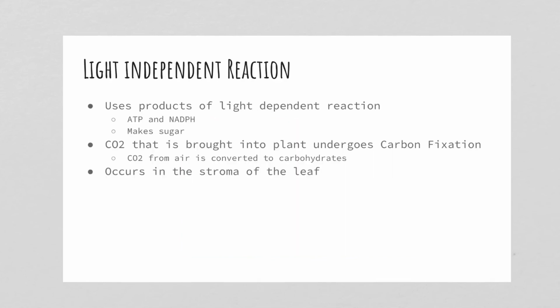Basically, the light-independent reaction doesn't have to have sunlight to occur. It's going to use those products that we just made, the ATP plus the electron carrier NADPH. We're going to utilize those to help make sugar. The CO2 that was brought into the plant is also going to be used to go through carbon fixation, which is where you take carbon from the air and convert it into carbohydrates. All of this occurs in the stroma of the plant.